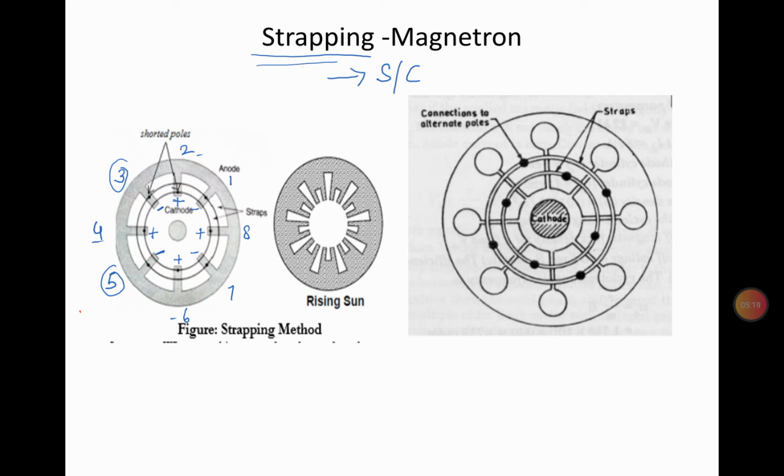Okay. So thereby assuring that all even numbered anode poles are in phase with each other and all odd numbered anode poles are in phase with each other, and the even numbered and the odd numbered anode poles are out of phase with each other. Now you are having the rising sun resonant cavities here. So there can be a variety of geometrical shapes for the resonant cavities. So one such is the rising sun cavity.